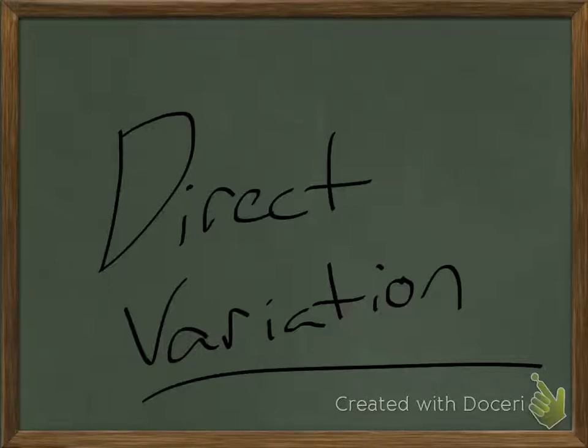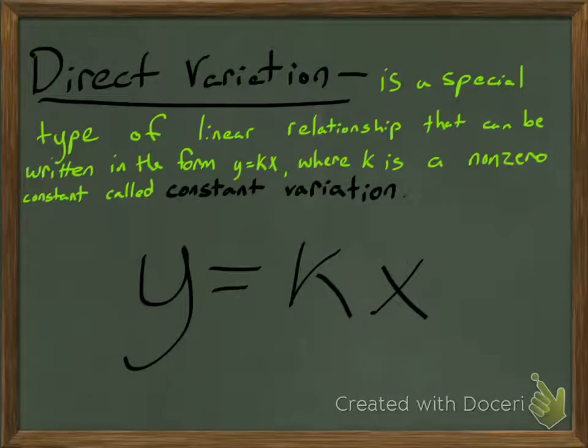Direct variation. All right, we've already talked about direct variation, but here's the actual definition. It's a special type of linear relationship that, when written in the form y equals kx, k is a non-zero constant called the constant of variation. Basically that means constant change.